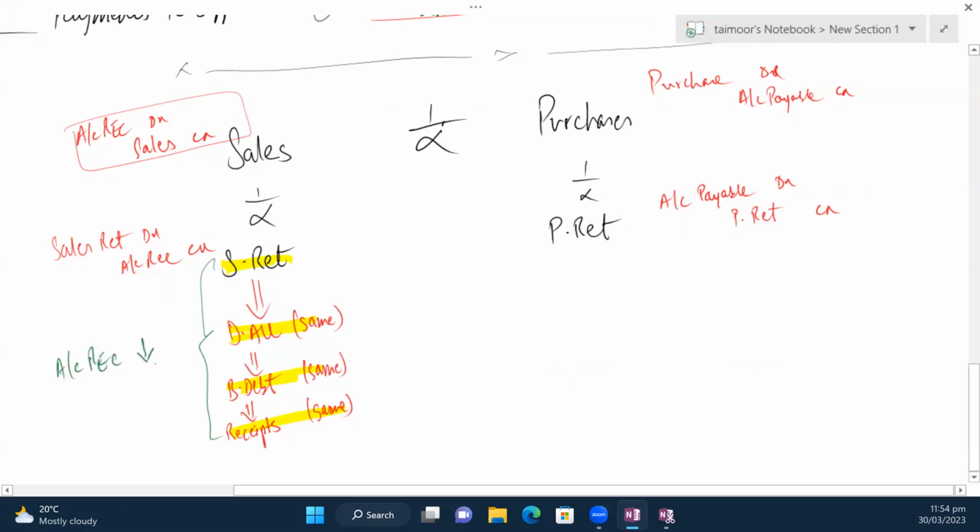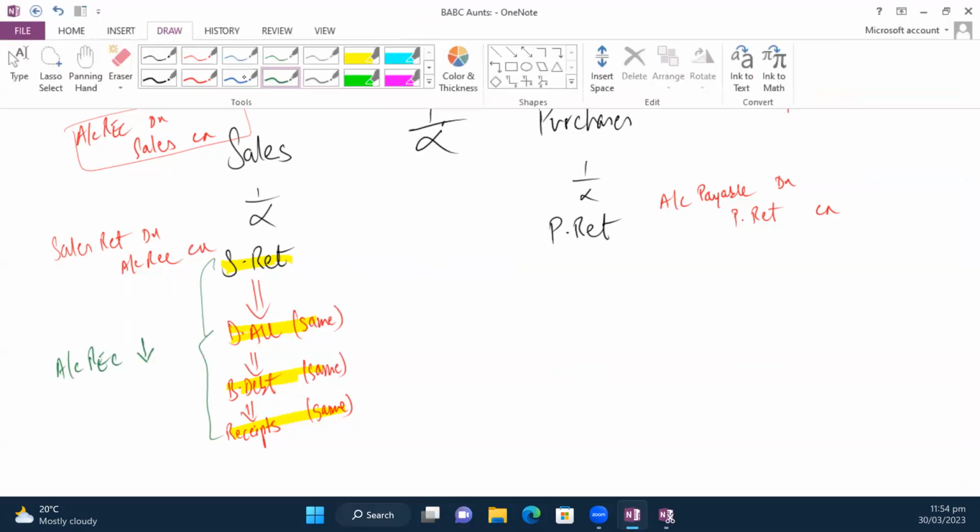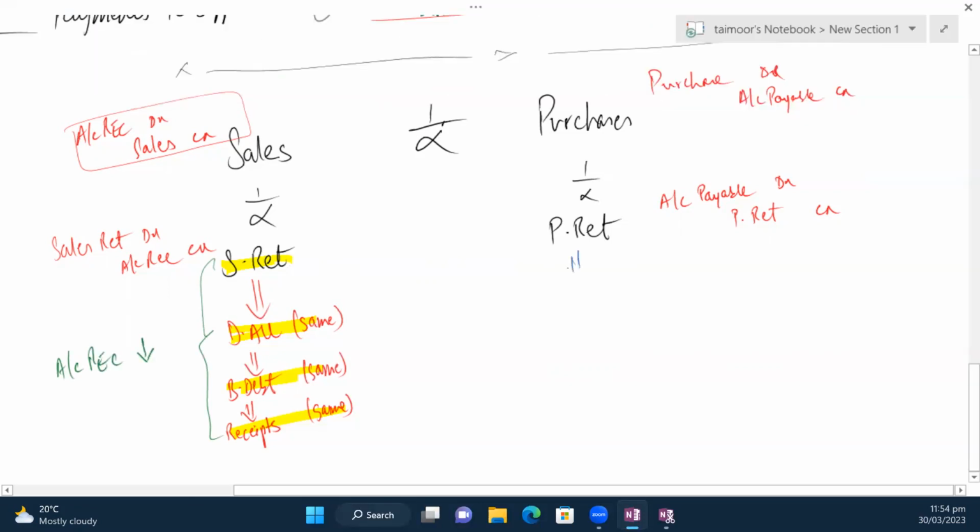ठीक है जी. Similarly, जब आपने परचेज रिटर्न है, तो इसी तरह की सेम एंट्री डिस्काउंट रिसीव्ड की होगी, एंड इसी तरह की सेम एंट्री पेमेंट टू सप्लायर की होगी. ठीक है. So this is how it will go.